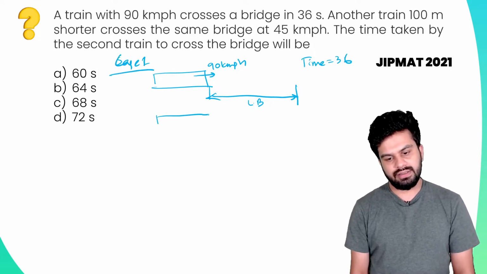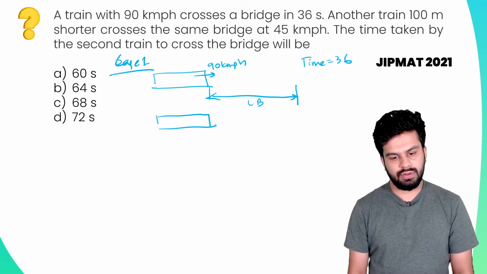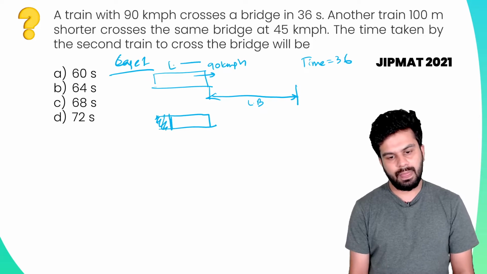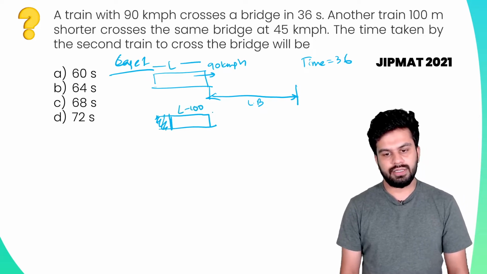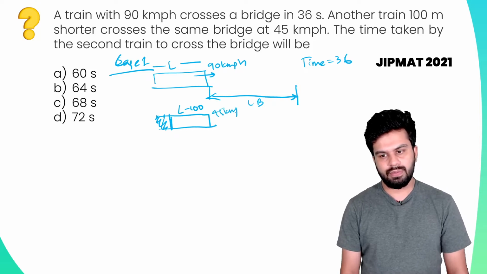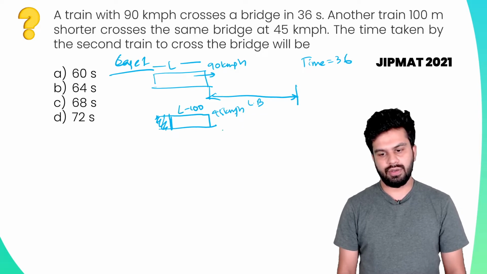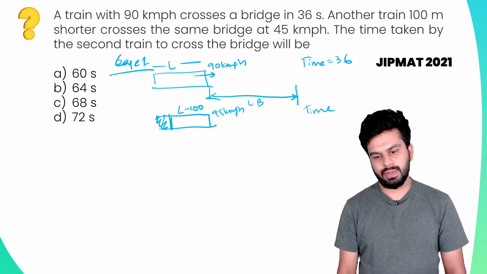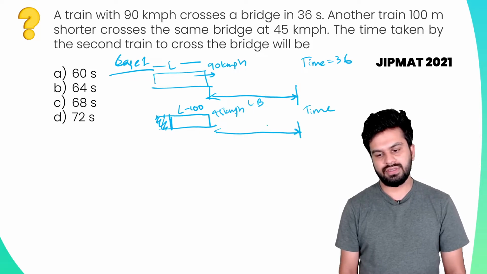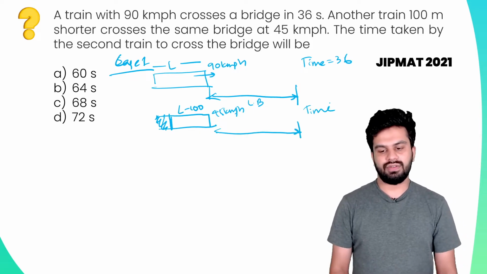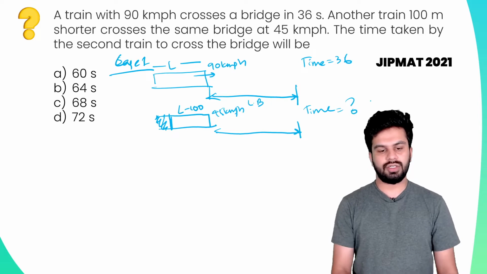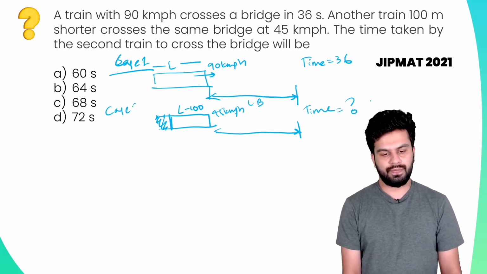In the second case, the second train is 100 meters shorter. So if this is L, this would be L minus 100, and it is moving at 45 kmph, crossing the same bridge at 45 km per hour. We need to find the time taken by the second train to cross the bridge, covering the same distance of the length of the bridge. These are the two cases given here, case 2.